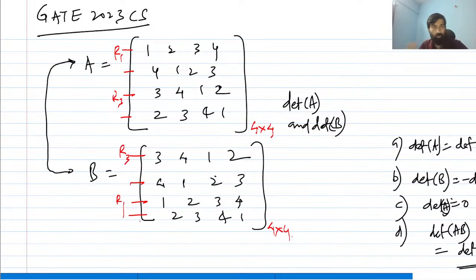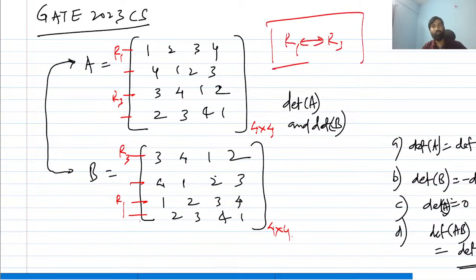Okay, so what is happening here is that there is a row exchange. R1 is interchanging with R3. If this condition comes, what will happen? Will the determinant get affected or not? Please write in the chat.